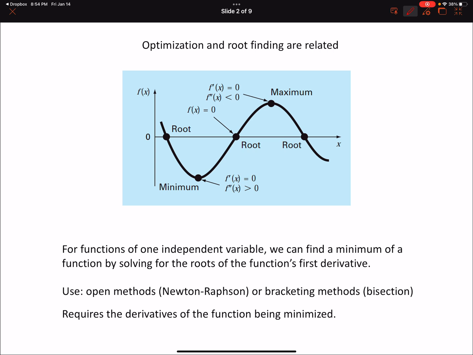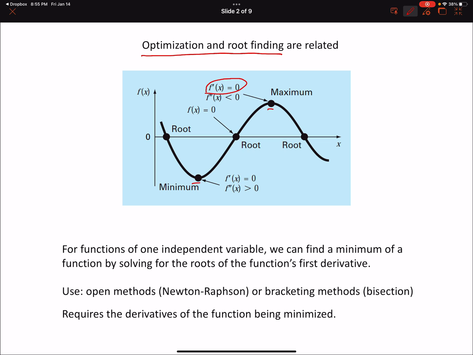Right? And the first point that we want to make is that optimization and root finding are closely related. That is because, as we know from calculus, we can define the minimum of a function or maximum of the function by finding the points where the first derivative crosses zero. Right? Here is one such point, here is another such point.